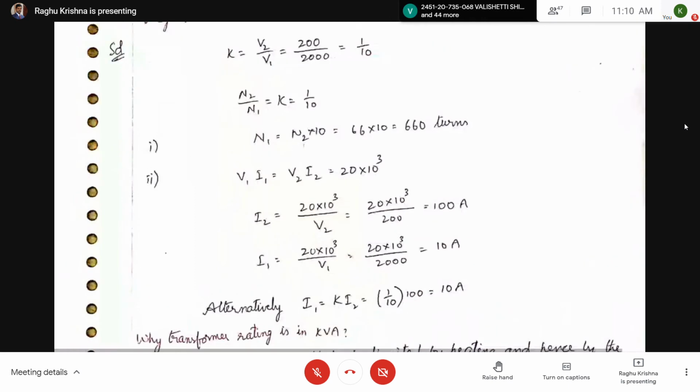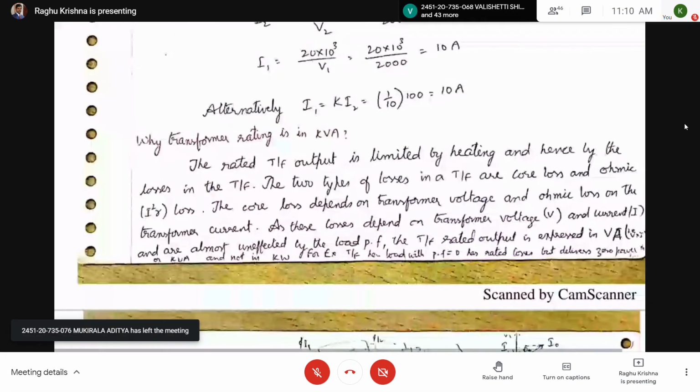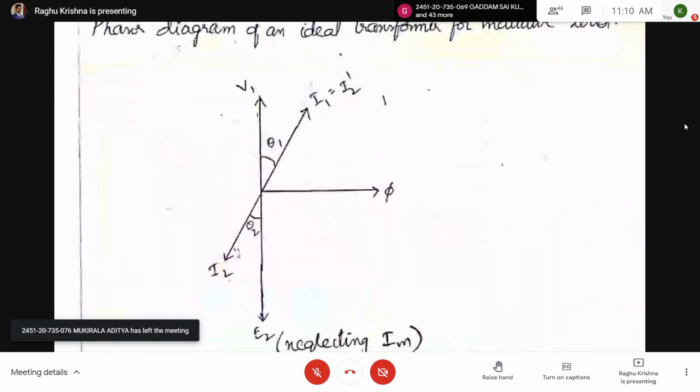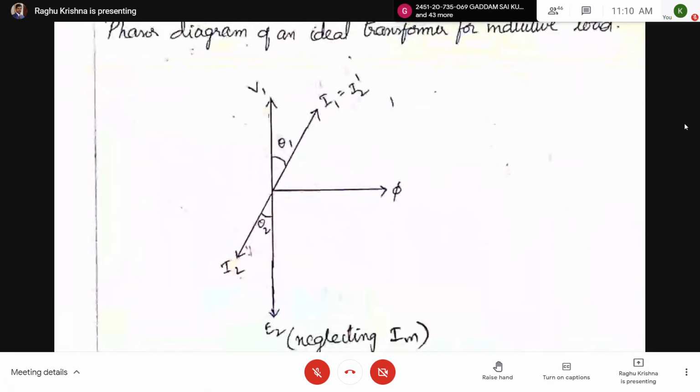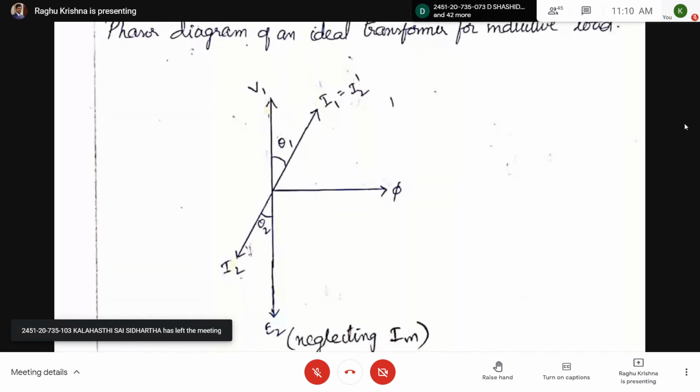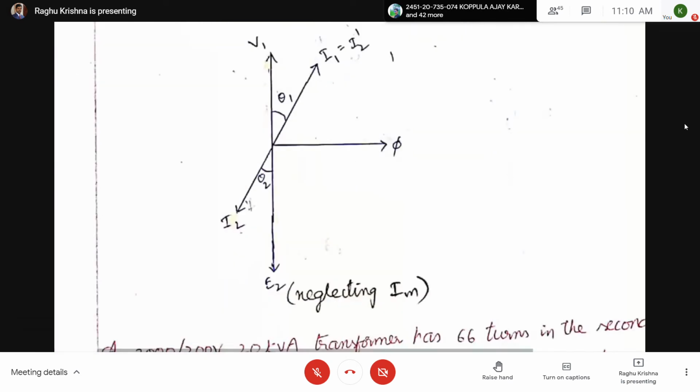So here, what you require is the flux phi, V1, E2. You can also draw E1. Current I2 lags E2 by angle theta 2. As it is an ideal transformer, theta 2 will be equal to theta 1. Both are equal, and I1 is exactly I2 dash. This diagram is enough for you from the exam point of view. If you want to know more about it, you can go through this one.